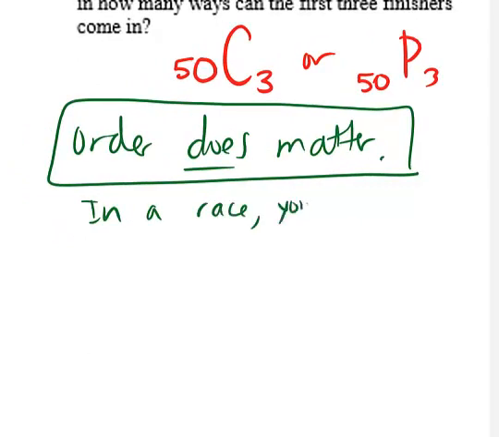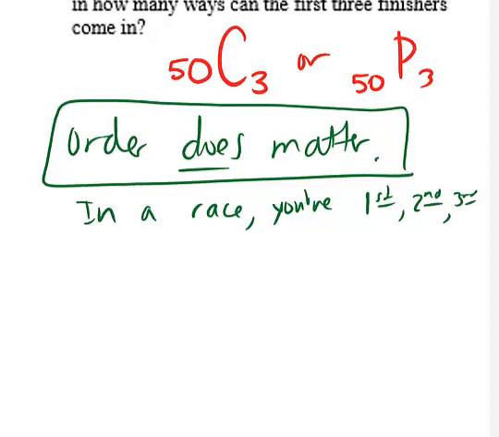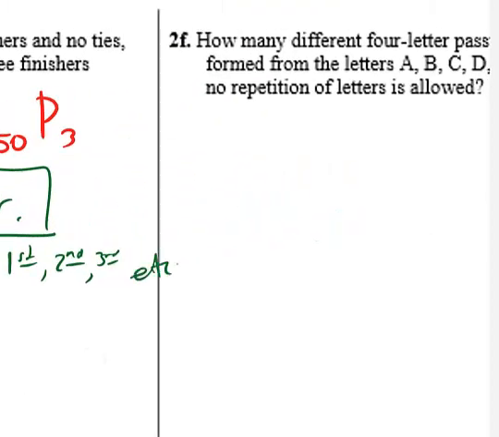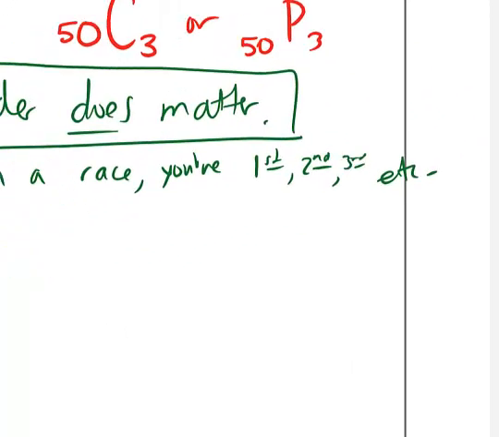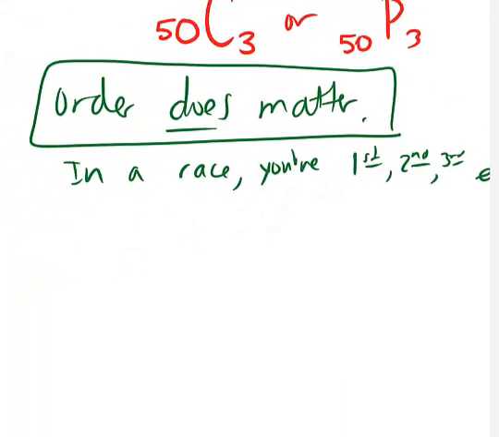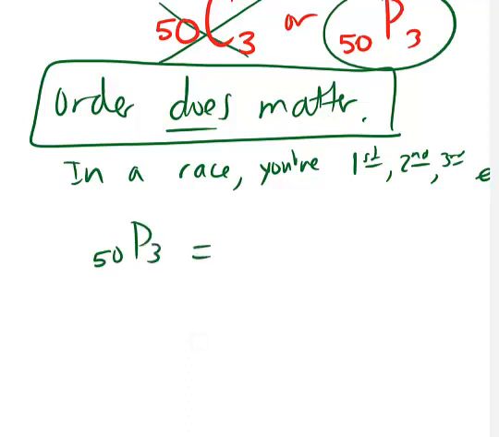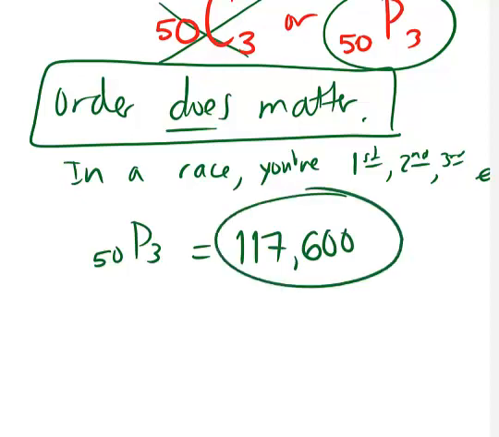You're first, second, third, or you didn't qualify. And that does matter to people, I think. They really care about where they ended up. So since order does matter, I don't want combinations, I want permutations. Let me calculate that on my calculator. 3 permutations out of 50 people gives me 117,600. Holy crap. That's a lot.